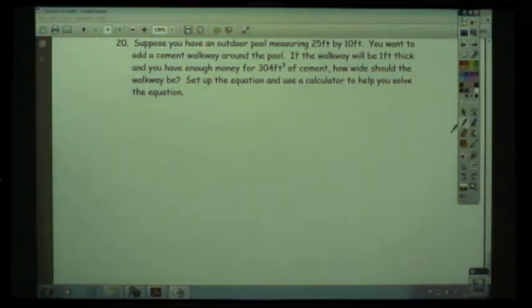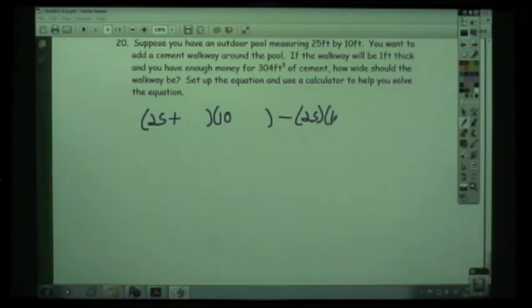You do the same thing. This one is using a swimming pool. And so it's 25 foot by 10 foot, so you're going to have 25 plus something and 10 plus something for your length and your width, minus 25 times 10, the area of the small, equals the area of the border. Now this is where I try to trick you a little bit.